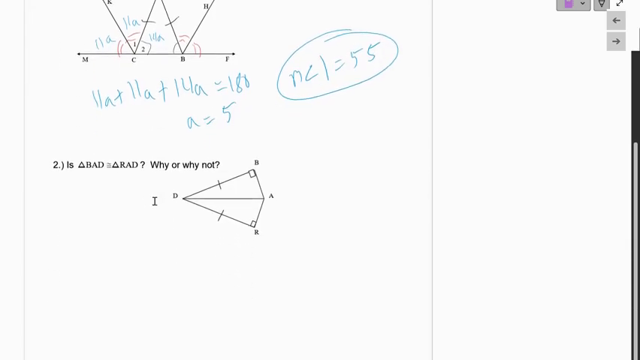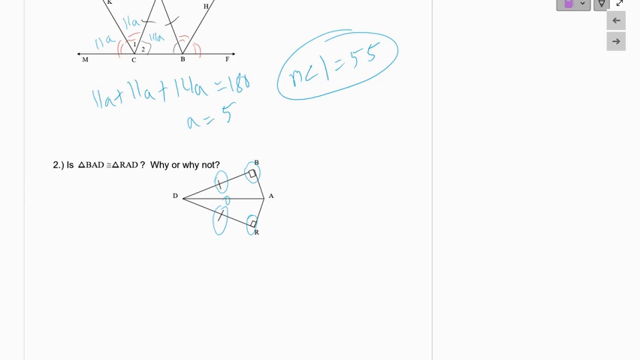All right. Then this last one here is triangle BAD congruent to triangle RAD. Why or why not? Well, we are given right angles, and then we're given congruent sides, and then we have this isosceles, or I'm sorry, this reflexive. It is an isosceles triangle, but if it, no, it's not a triangle, but it doesn't matter. We have this reflexive side.